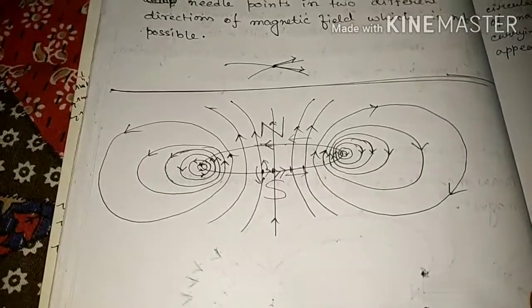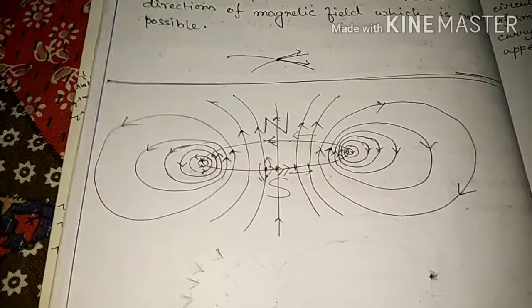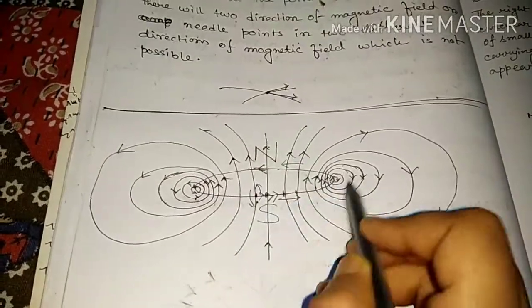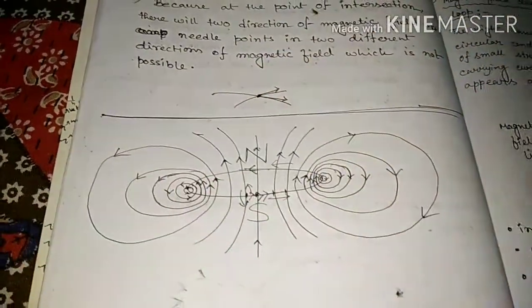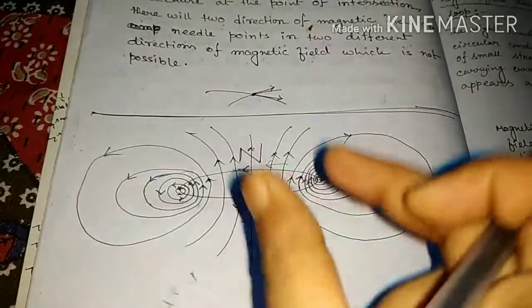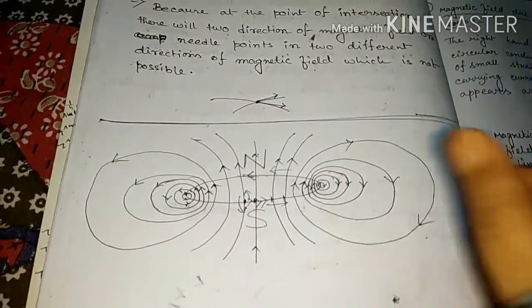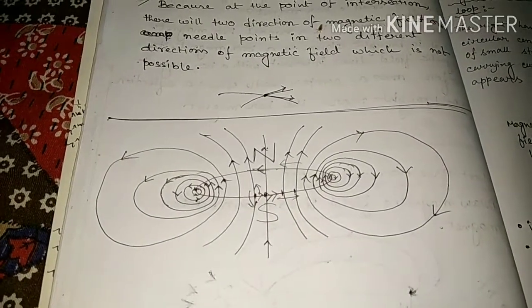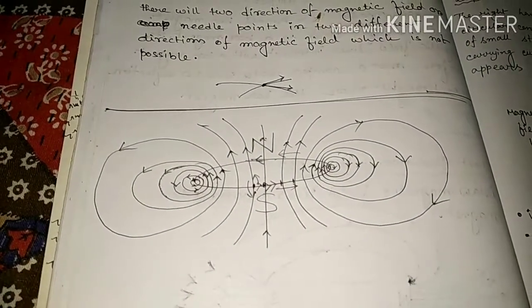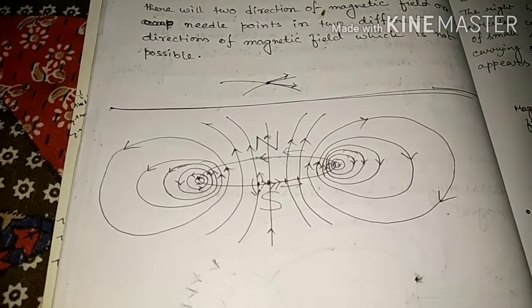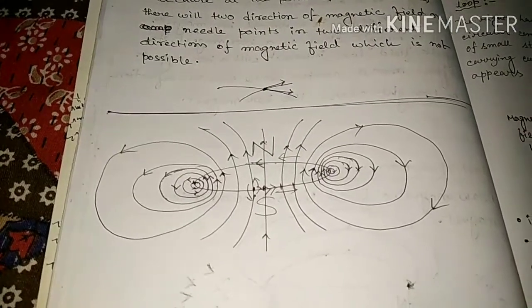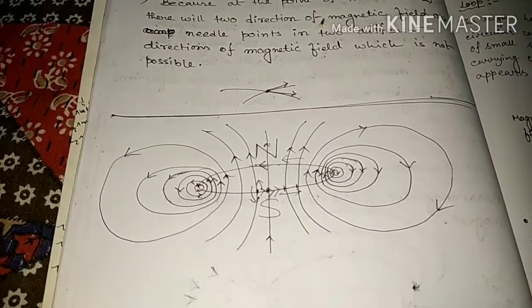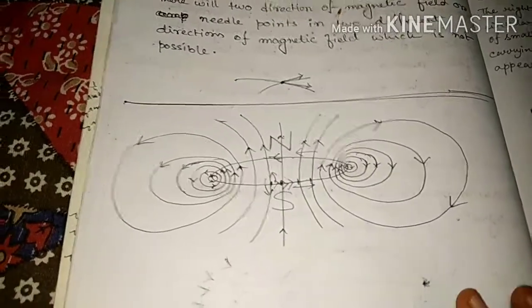But it takes a very long time. If the wire or coil is very long, then you divide it into very small segments, and it takes so much time to determine the direction of the magnetic field. So how can we determine the direction easily?